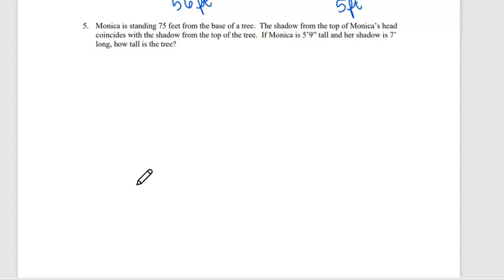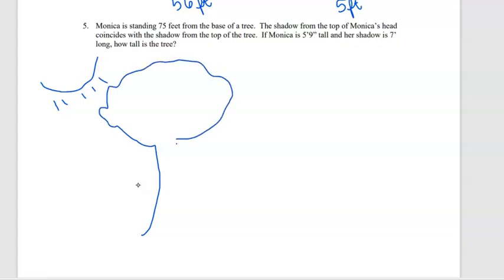And this is one, sometimes on these I have to read them a few times to make sure I truly understand how it's working. Again, we're working with a shadow, and shadows are created by the sun. So Monica's standing 75 feet from the base of a tree. The shadow from the top of Monica's head coincides with the shadow from the top of the tree. If Monica is 5 feet 9 inches tall and her shadow is 7 feet long, how tall is the tree? And like I said, we don't all have to draw these the same way, because you might do it opposite.